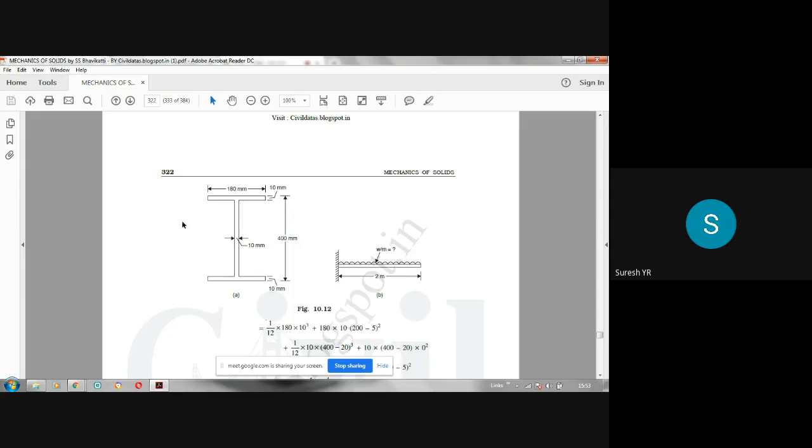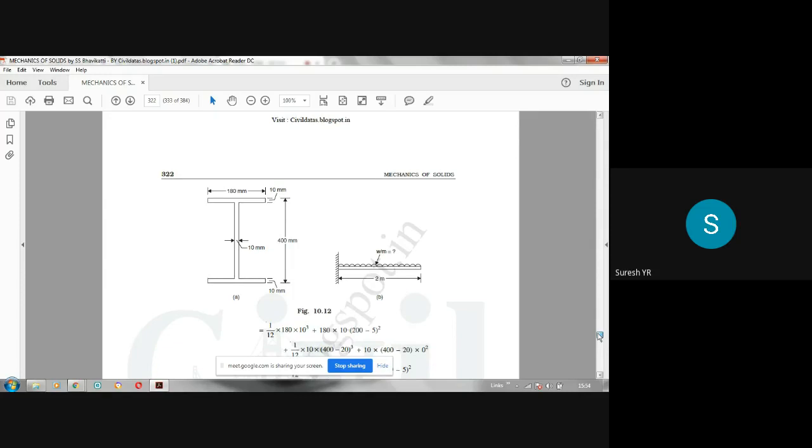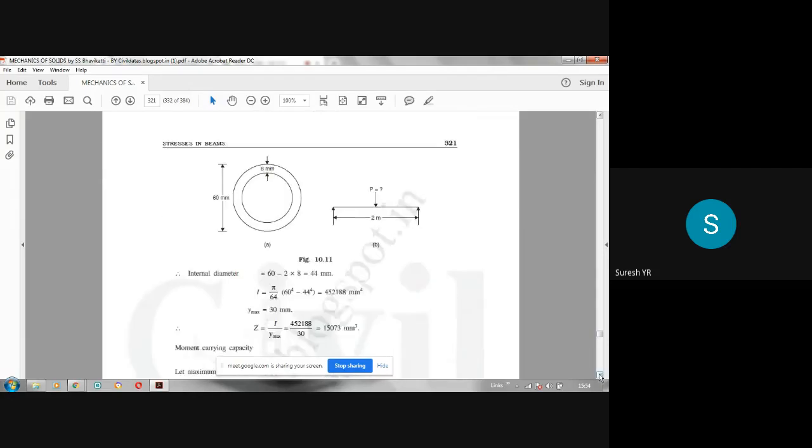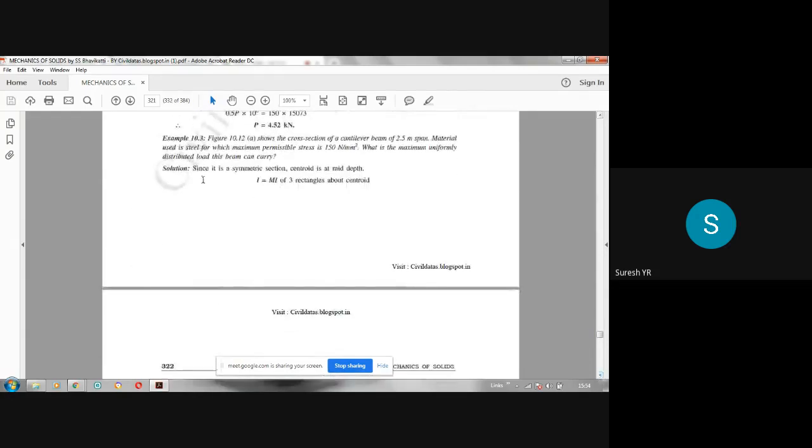The only thing is, you should know how to calculate the moment of inertia if they give an I section. That is very, very important, which you have learned in your engineering mechanics. If you have not studied that, you have to study it now, because it is very important here. To calculate Z, you have to use the formula I divided by Y max. Y max you can get from the centroidal axis: the distance to the farthest fiber is Y max. But to get the value of I, you should know the procedure.